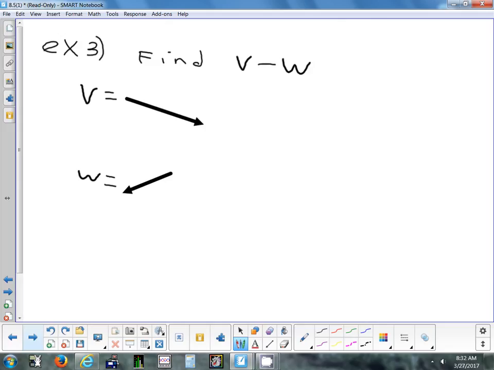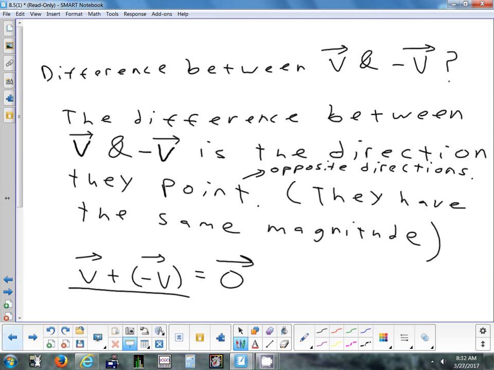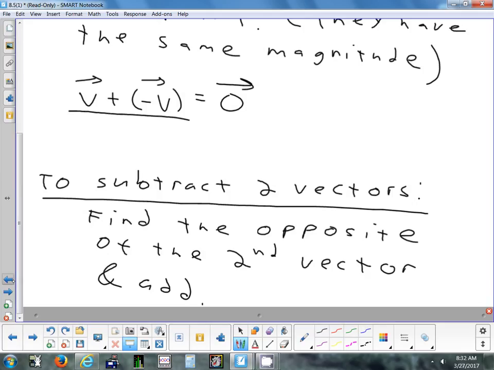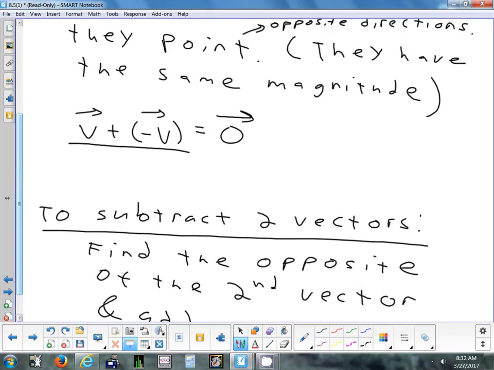Yeah, if you think of this as v plus the opposite of w, which is exactly what I have written right here, that's how you can subtract two vectors. We really do it as an addition problem, and we just add the opposite of the second vector. And by finding the opposite of a vector, we're not changing the magnitude, we're just changing the direction.